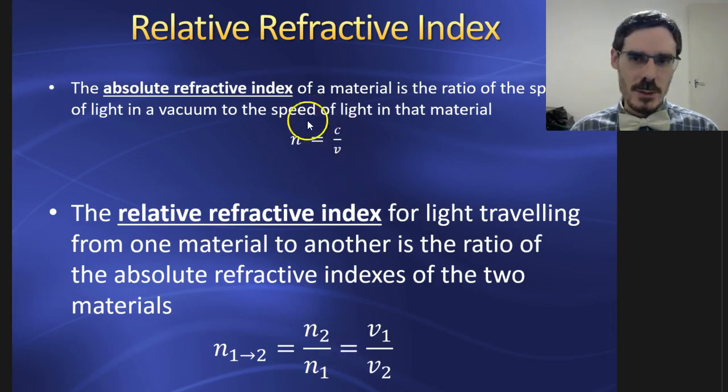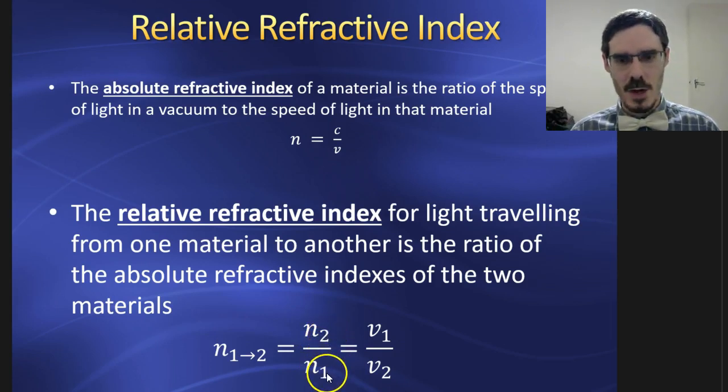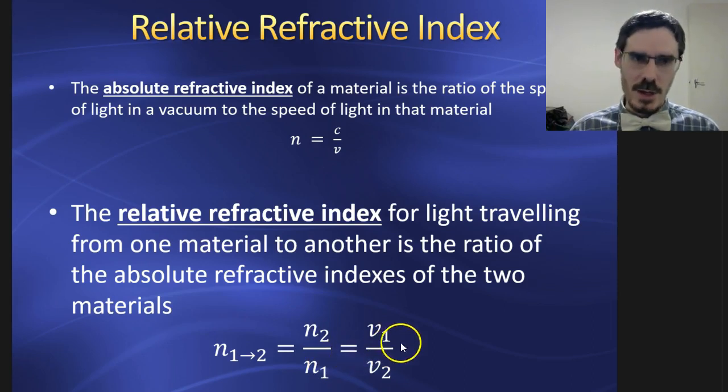Because absolute refractive index has the speed of light in that material on the bottom of the fraction, this means that the relative refractive index, material 2 over material 1, new material over old, is also equal to the speed of light in the old material over the speed of light in the new material. Be careful about which way that goes.